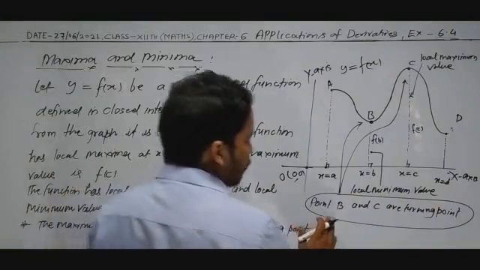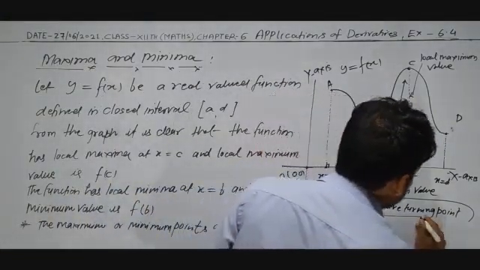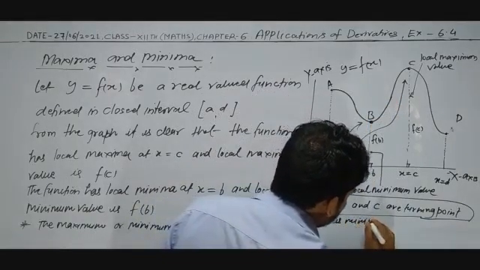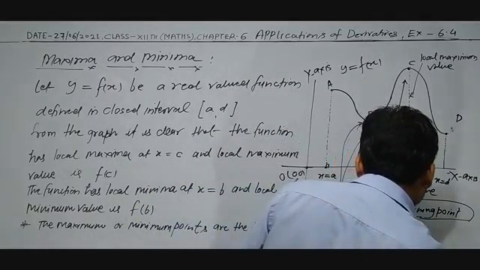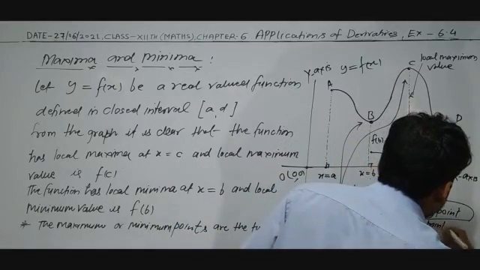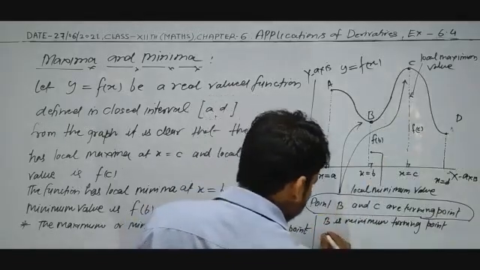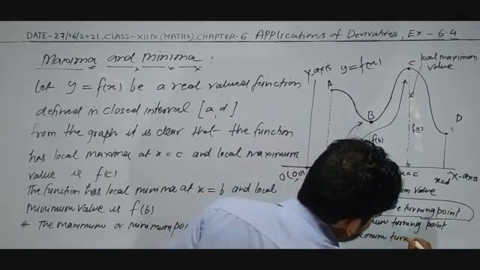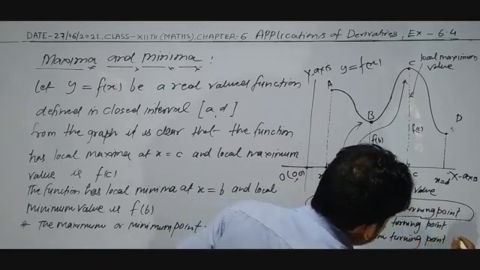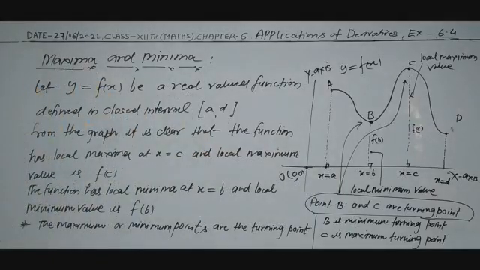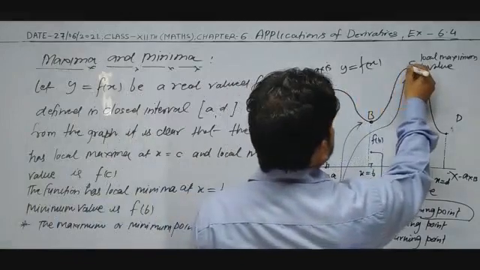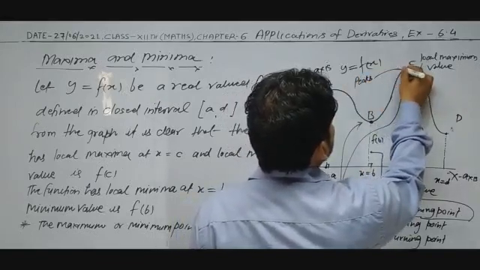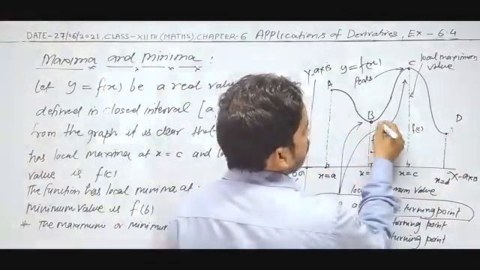So write, B is the minimum turning point and C is the maximum turning point. And the uppermost points A and C are known as the peaks, and the lower points B and D are known as valleys.